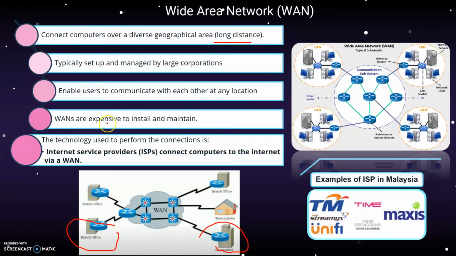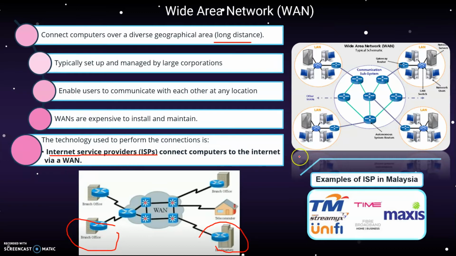But WANs are expensive to install and maintain. So what I can give as an example: the internet is one example of a WAN. In order for you to have a WAN, you need internet service providers, or known as ISPs, to connect computers to the internet via a wide area network.